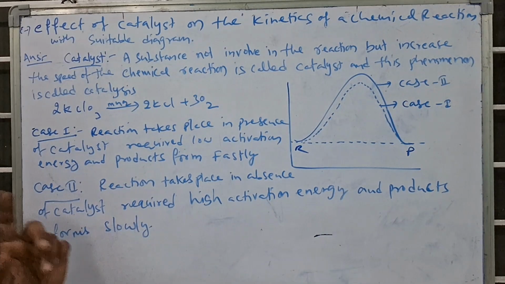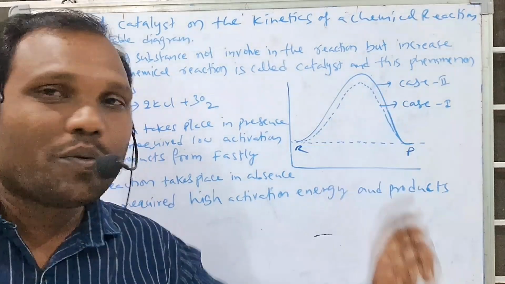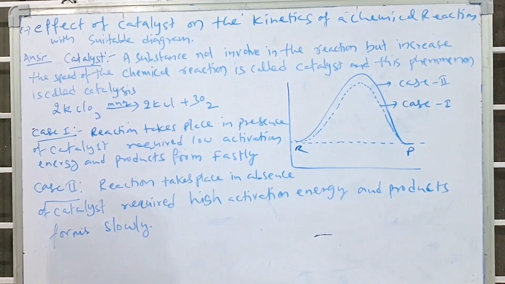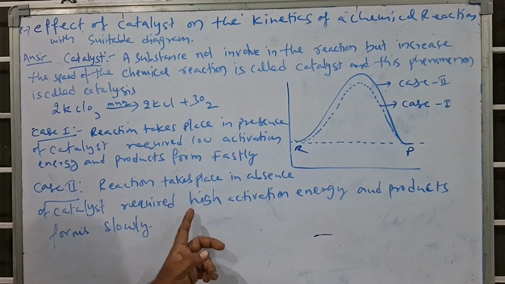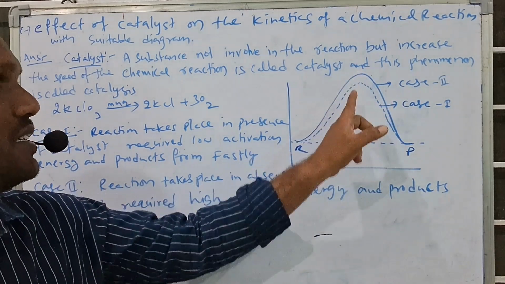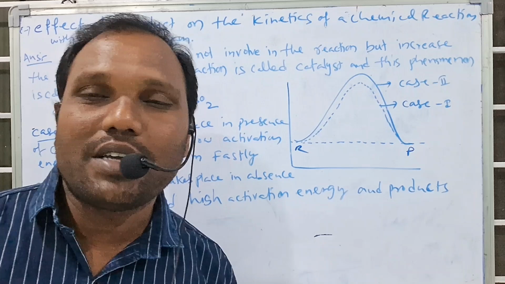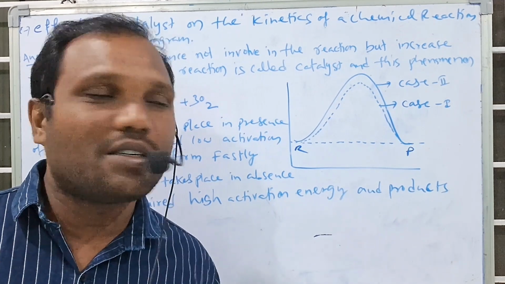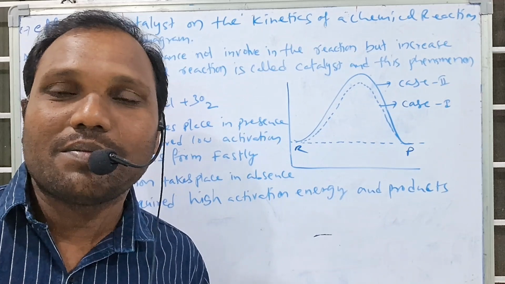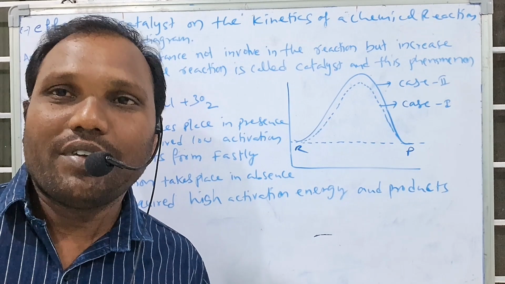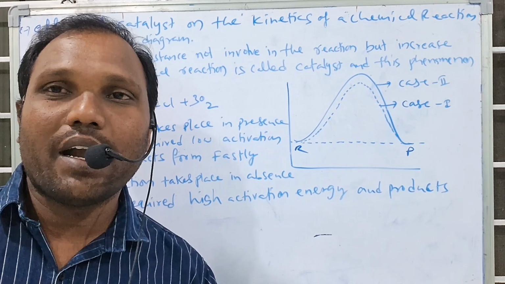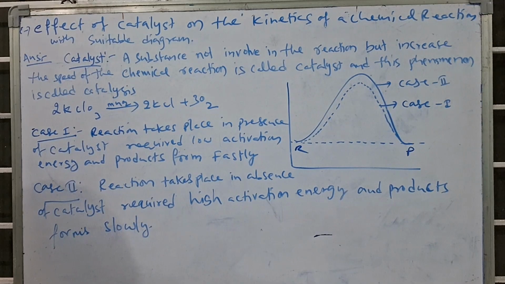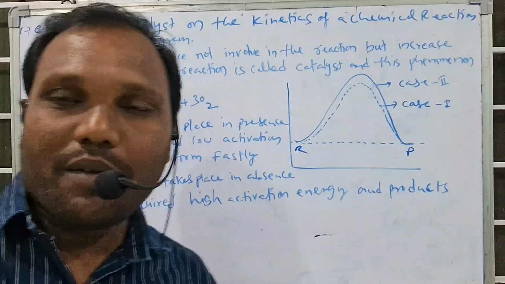In case 2, the reaction takes place in the absence of catalyst, which requires high activation energy, and products form slowly. What we understood is that if a catalyst is present in the reaction, it needs low energy and products form fast. This kind of presentation is enough. Okay, thank you.